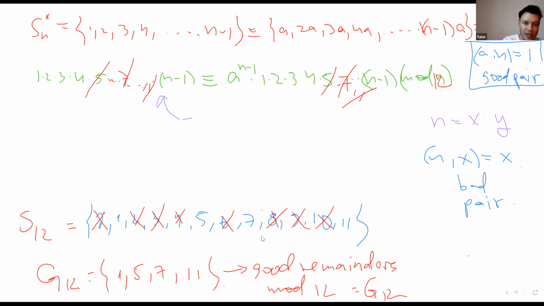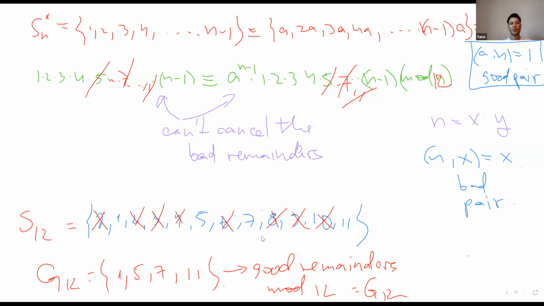So here and here, I can't cancel the bad numbers, the bad remainders.